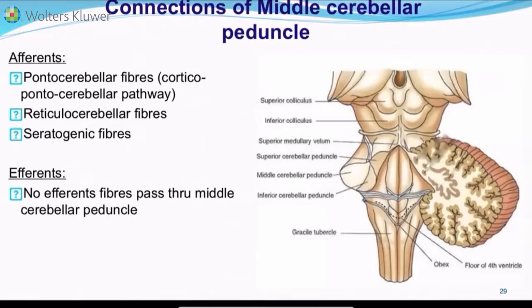Connections of middle cerebellar peduncle. It has only afferents that is coming into cerebellum. Pontocerebellar fibers which belong to corticopontocerebellar pathway, reticulocerebellar fibers and ceratogenic fibers. In this picture you can make out where it is labeled middle cerebellar peduncle. So middle cerebellar peduncle brings in fibers into cerebellum. It has no efferents passing through the middle cerebellar peduncle. Only afferents are entering the cerebellum through the middle cerebellar peduncle.